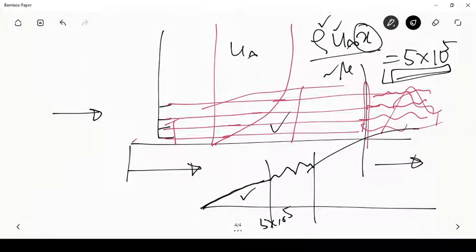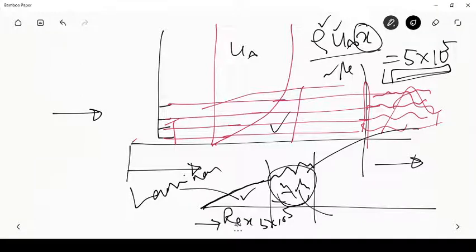Okay, so if I plot Rex here, when Rex is up to 5 into 10 to the power of 5, the flow remains laminar, and between 5 into 10 to the power of 5 and maybe a slightly higher value than that, maybe 10 to the power of 6, maybe 2 into 10 to the power of 6, there is a region where the flow is neither fully laminar nor fully turbulent, which means in some parts of the boundary layer the flow is laminar and some parts it's turbulent, so it is undergoing a transition. Okay, so this is the laminar region, this is the transitional region, and here the flow is fully turbulent.